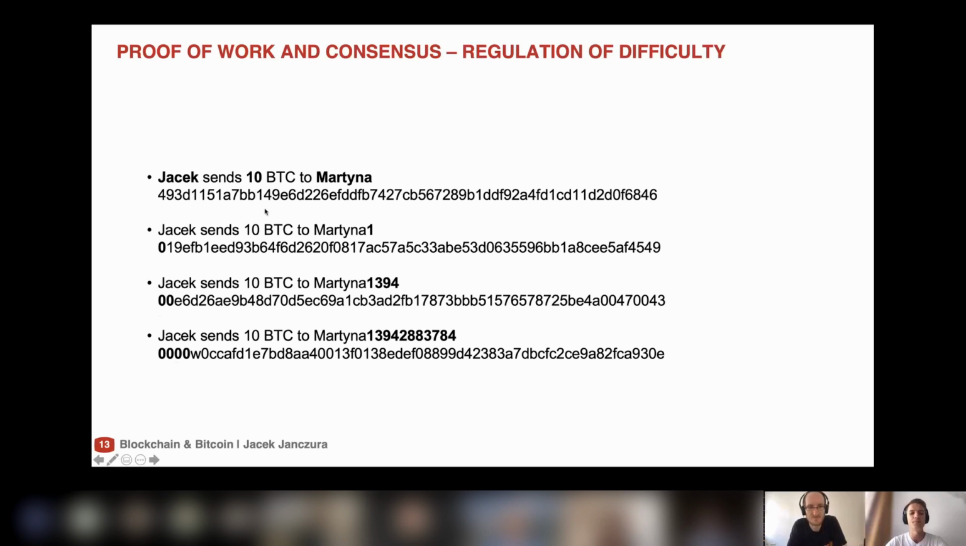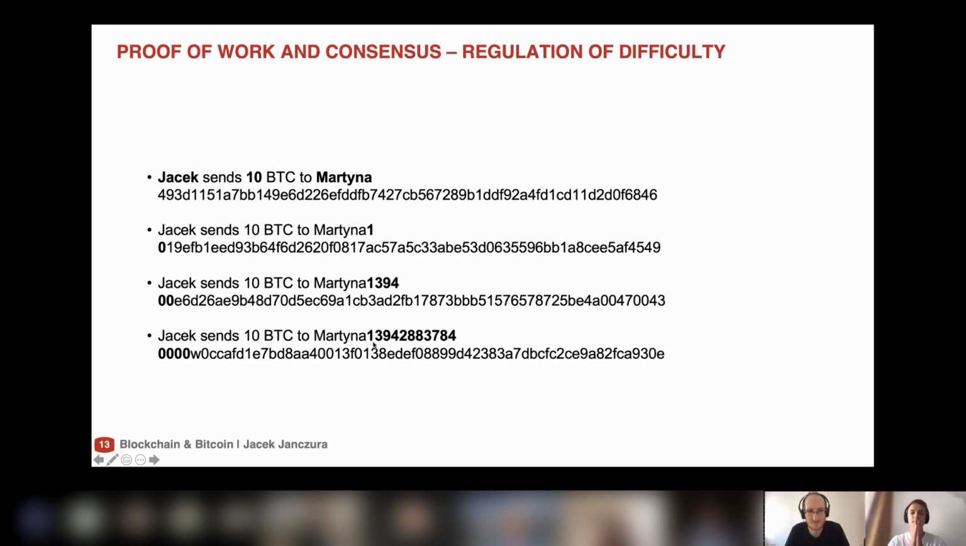So to have 2 zeros, we need to add to the string 1394, and the number of possibilities is 16 times 16, which is 256. And when we add a third 0, it's already 4,000 possibilities. So 16 times 16 times 16, and it's even more. And you need to add that string at the end of "Jacek sends Martyna 10 bitcoins".